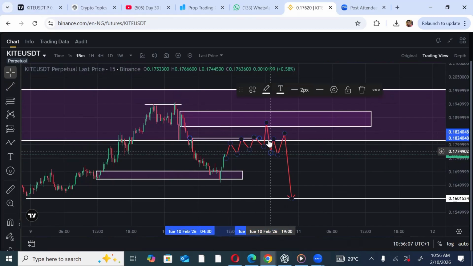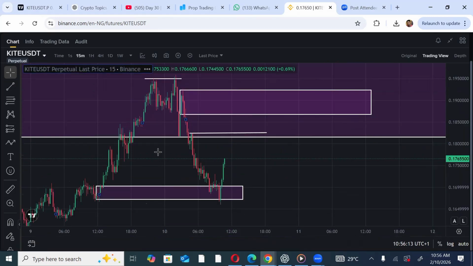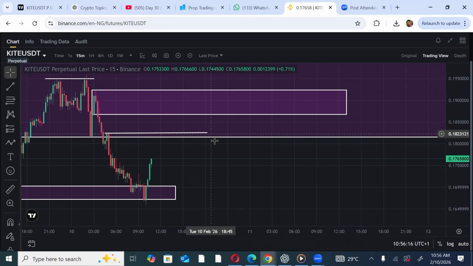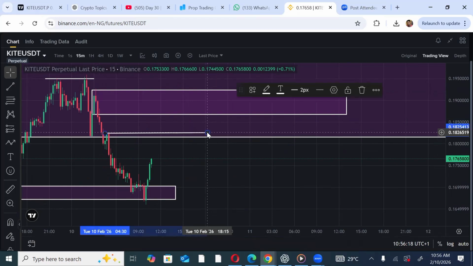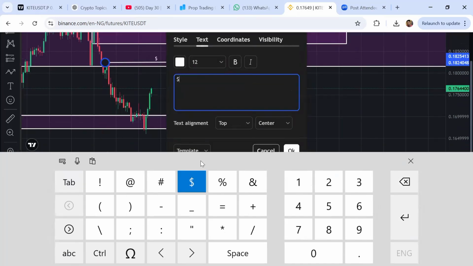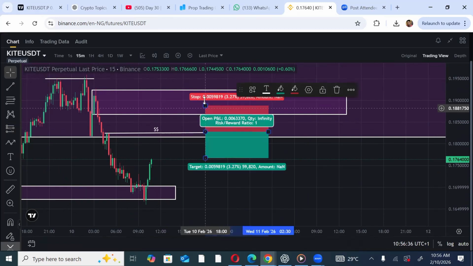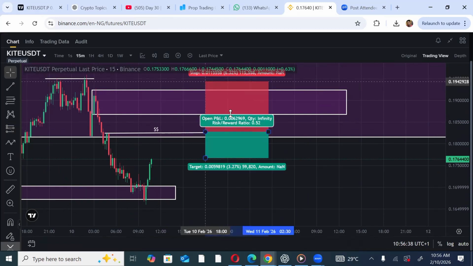Now, how do I take this trade? When price gets to this inducement level, which you can see very clearly here, this level, right? This is our inducement. I'll just write it as a dollar sign, $2. So that's my inducement level, and it's where I'm going to be selling from. So I'll just put my limit order here. Put my stops right above here.